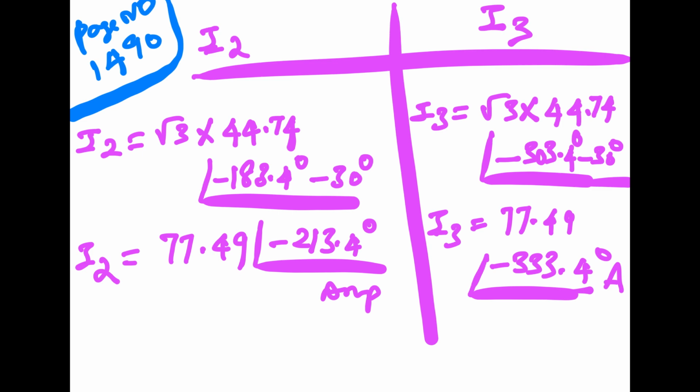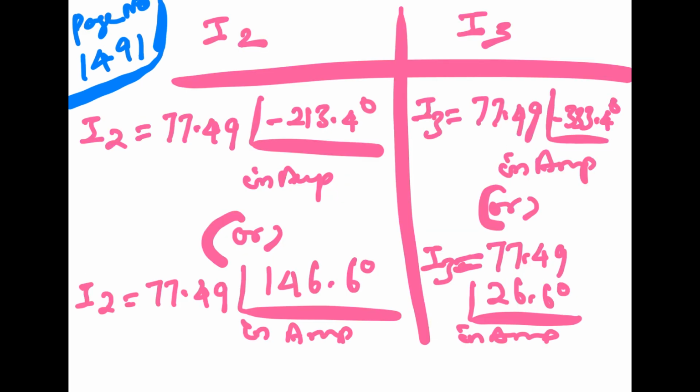On the previous page I have given the formulas; put the required values. We get I2 value as 77.49 angle of minus 213.4 degree ampere. I3 value is 77.49 angle of minus 33.4 degree ampere. In this tabulation I have given the first model and second model answers. We get the same answer with either model.